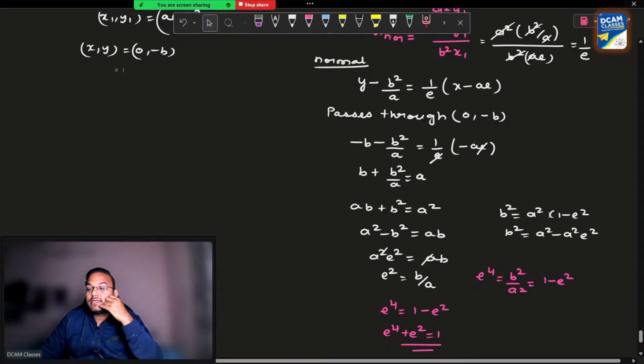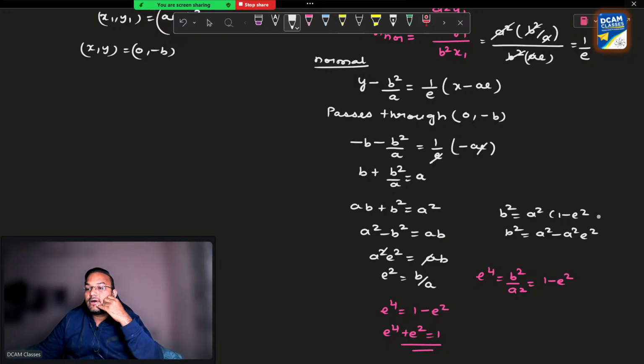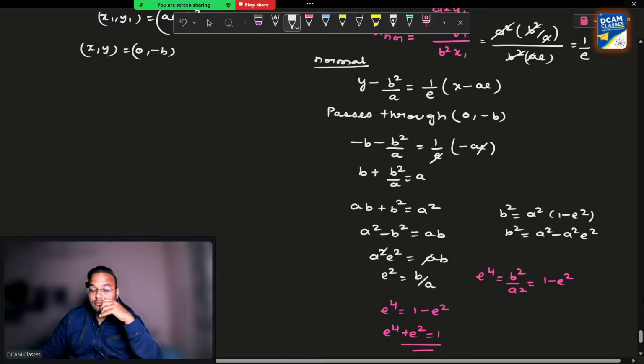But using b square is equal to a square into 1 minus e square, we have this relation already. So I can write a square minus b square is equal to a square e square. So I've got one relation, e square is equal to b by a. But they have asked e power 4 plus e square is equal to what? The e power 4 will be b square by a square. But b square by a square is again 1 minus e square. So e power 4 plus e square will be equal to 1. Easy? Understood?